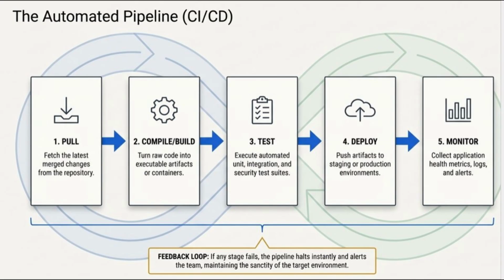Stage 3 is test. The machine runs automated unit, integration, and security tests. The team gets the confidence that their shiny new code didn't break anything old. Stage 4 is deploy. The machine pushes the application to a staging or production environment. The team gets their actual software in front of real users.